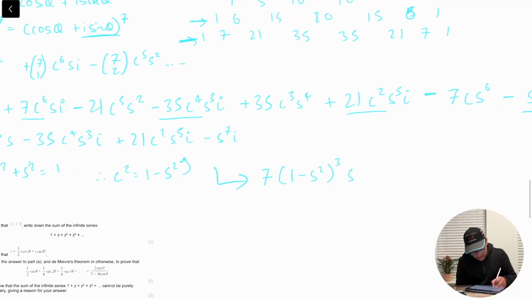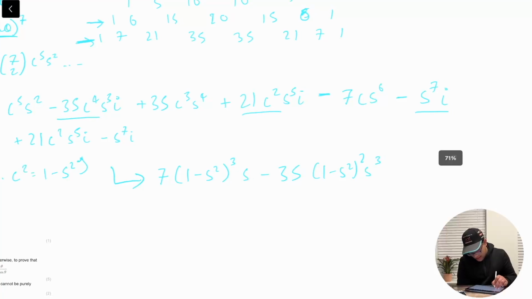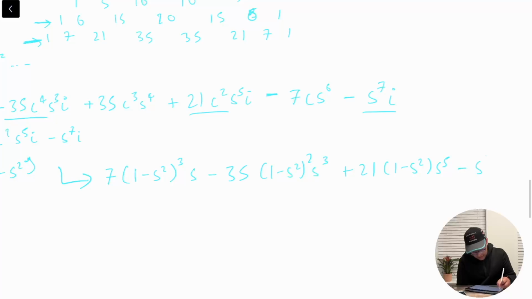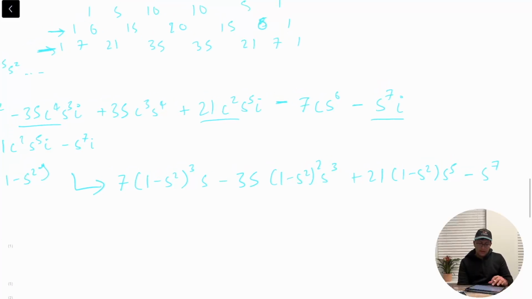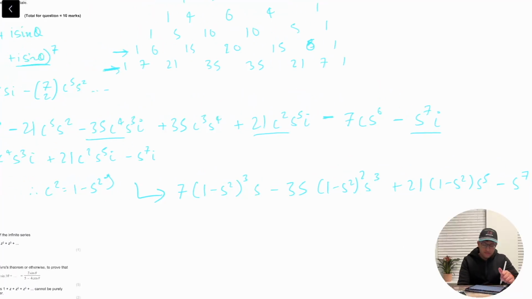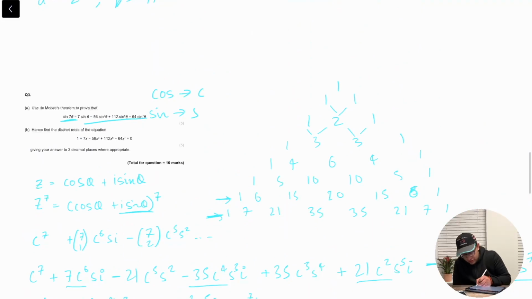Sine theta again, minus 35 cos^4, right? So it's going to be (1 minus sine squared) squared sine to the 3, and then plus 21 (1 minus sine squared) sine to the 5, and then minus sine to the 7. Cool. I'm not going to expand all this out purely to save you and me some time, but I'm sure if you do expand this out, you'll end up with an expression that looks just like that.